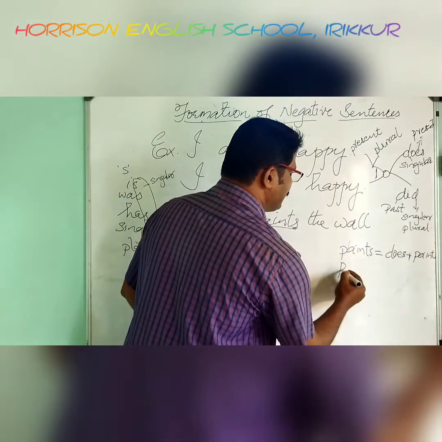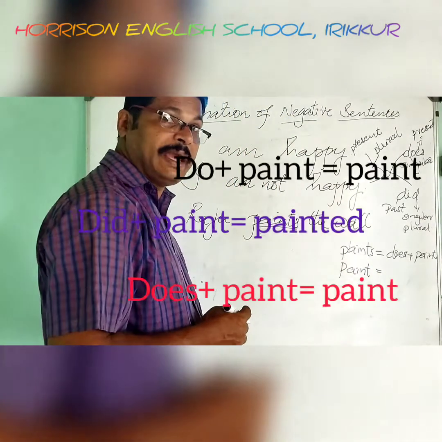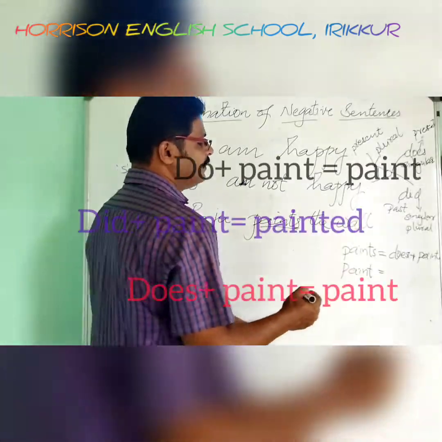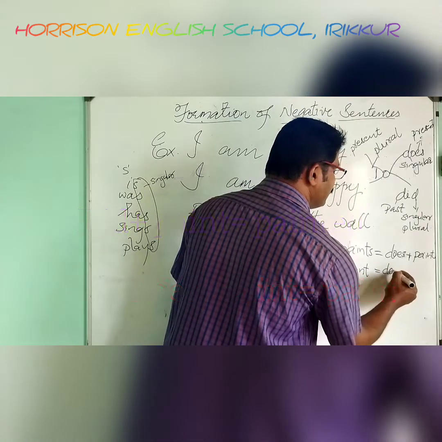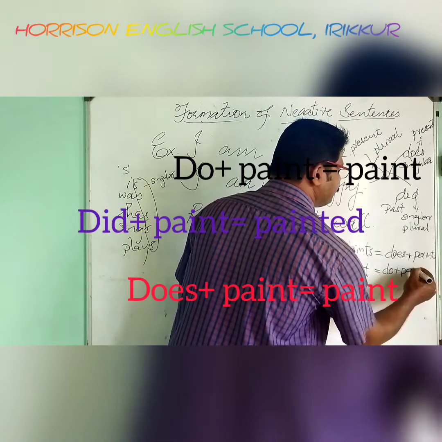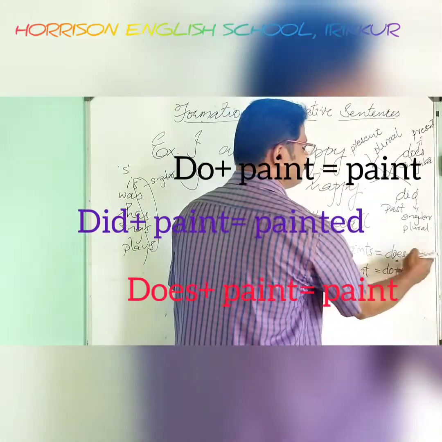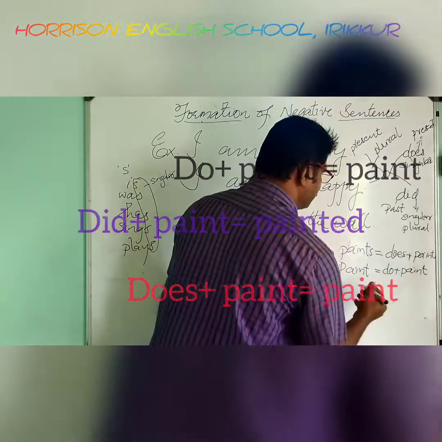Let us take the verb paint, for example. What's the auxiliary verb in the verb paint? If they paint, suppose, then how will you find it? They is plural, so paint is plural here. So we have to find do plus paint. So paints is equal to does plus paint. Paint is equal to do plus paint.